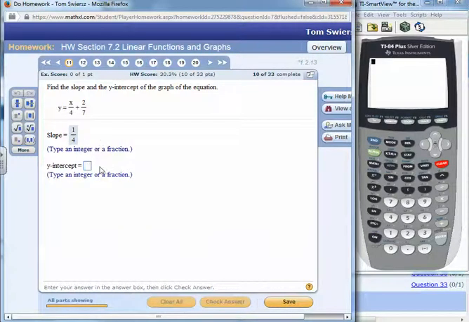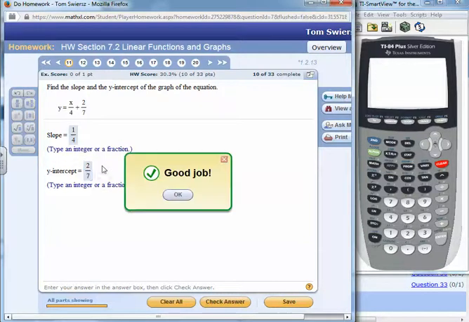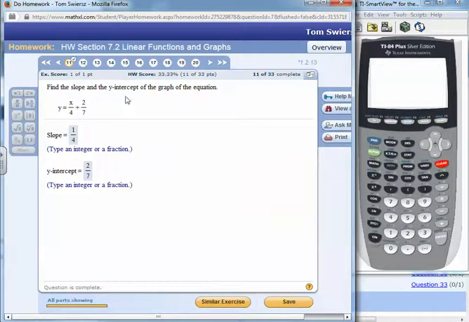Slope was 1/4, and we said the y-intercept was, you can put it in as a fraction, 2 over 7. Okay?